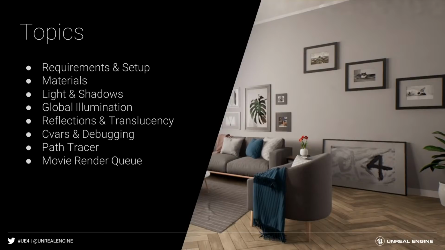We'll also take a brief look at some of the console variables, or as we call them, CVARs inside of Unreal that can help you with ray tracing, as well as some debugging techniques. Finally, with the last bit of our time, we'll briefly touch on the path tracing tool, and that's going to allow you to create very high quality renders. And then also we'll look at the high quality media export, which can be used in conjunction with ray tracing to create very high resolution, high quality final rendered movies or still images.